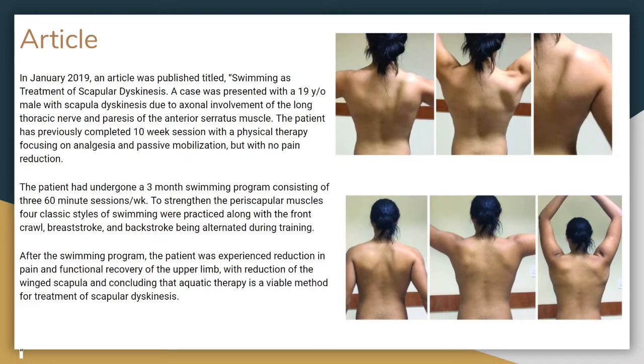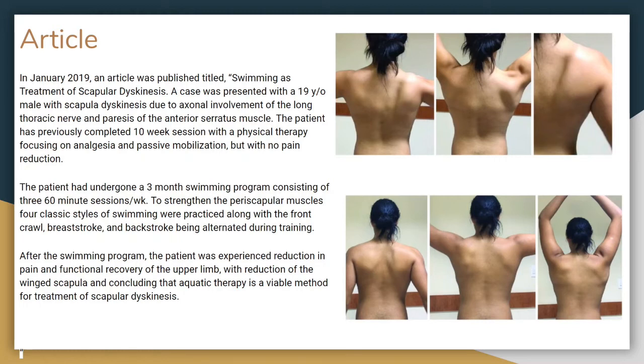In January 2019, an article was published titled "Swimming as Treatment of Scapular Dyskinesis." A case was presented with a 19-year-old male with scapular dyskinesis due to axonal involvement of the long thoracic nerve and paresis of the anterior serratus muscle. The patient had previously completed a 10-week session with a physical therapist focusing on analgesia and passive mobilization, but with no pain reduction. The patient had undergone a 3-month swimming program consisting of three 60-minute sessions a week.